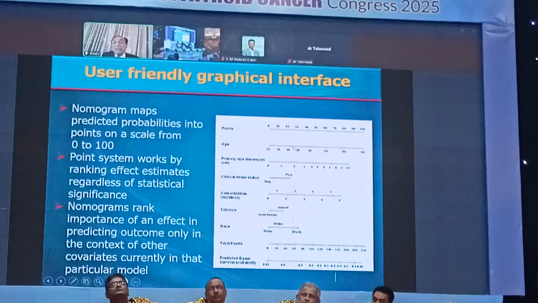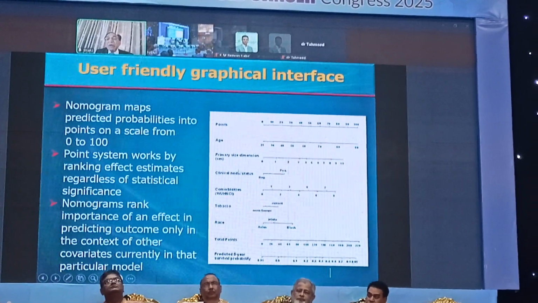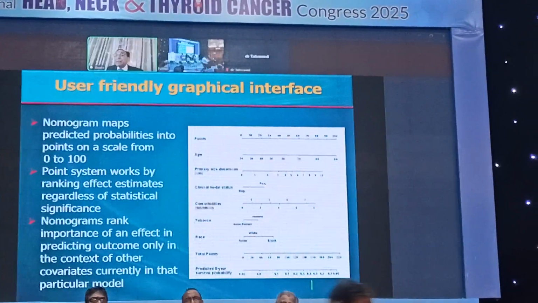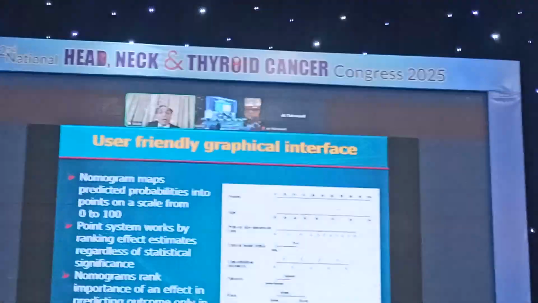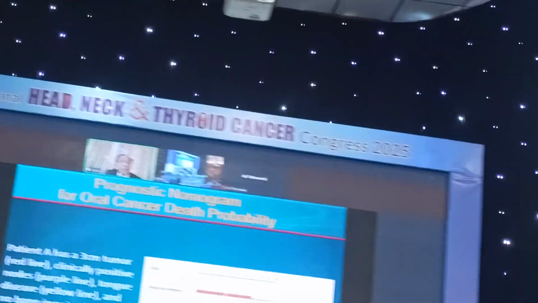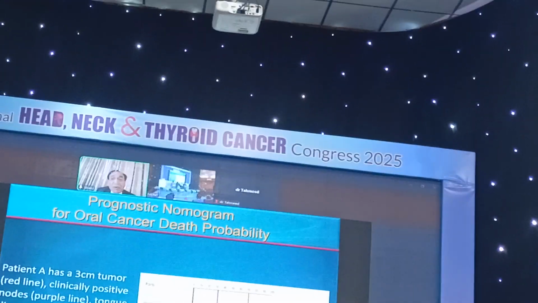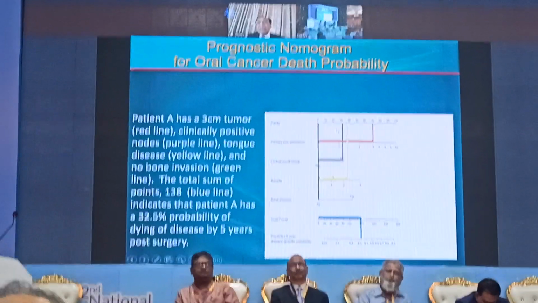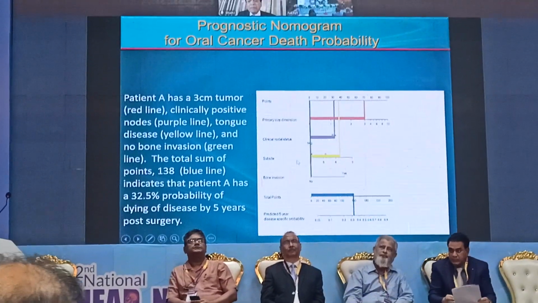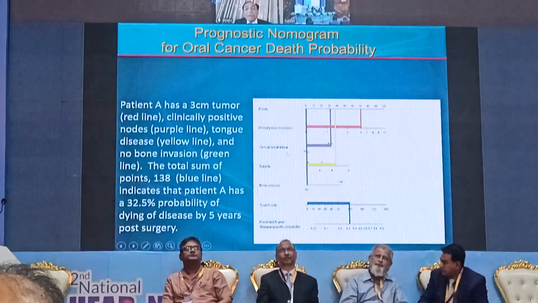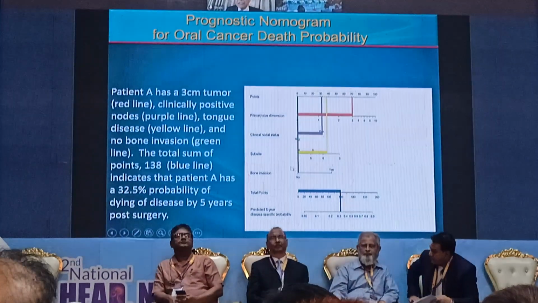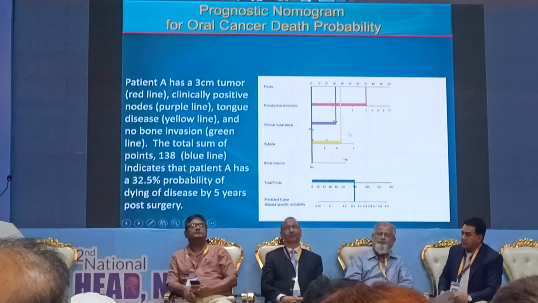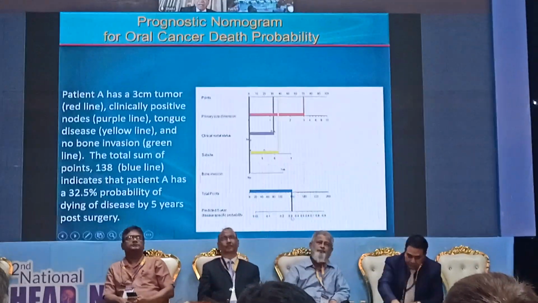And each of these parameters is given a point score based on its impact on outcome on an individual statistical analysis. Take, for example, here is a patient with a 3 centimeter tumor with a clinically positive lymph node. So the 3 centimeter tumor is shown here in red, giving 70 points. The lymph node metastasis gives 30 points. The subsite of the tongue does not make a difference. There is no bone invasion, so there are 0 points for that. When you add up all these points, it comes to 130 points, giving you a 30% probability of mortality from this cancer.